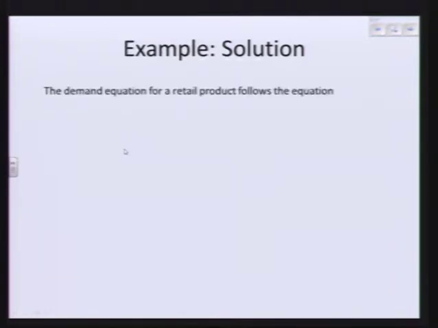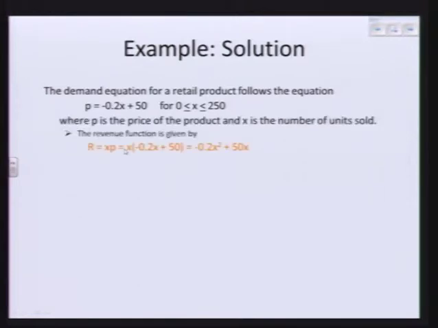And so let's look at this solution here. I'm going to go back to the demand equation in terms of p, that p is equal to negative 0.2x plus 50. I want you to notice here that we've put a restriction on the domain of x: the smallest value of x could be 0, the largest value of x could be 250. So x is greater than or equal to 0 and less than or equal to 250 units here. Again, we want to keep in mind that p is the price and x is the number of units sold.